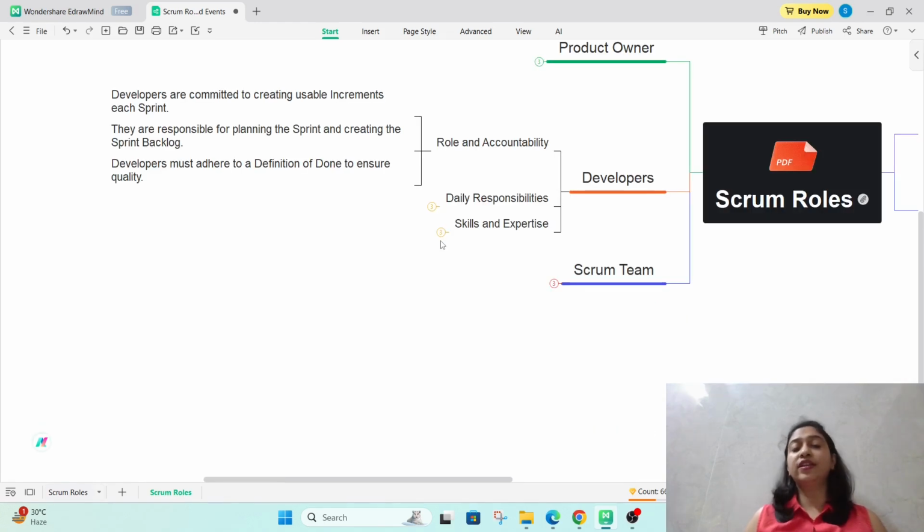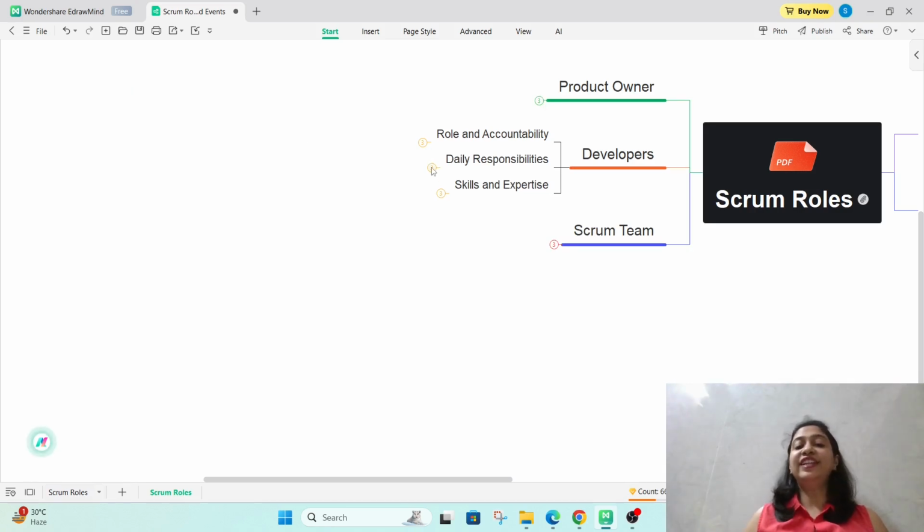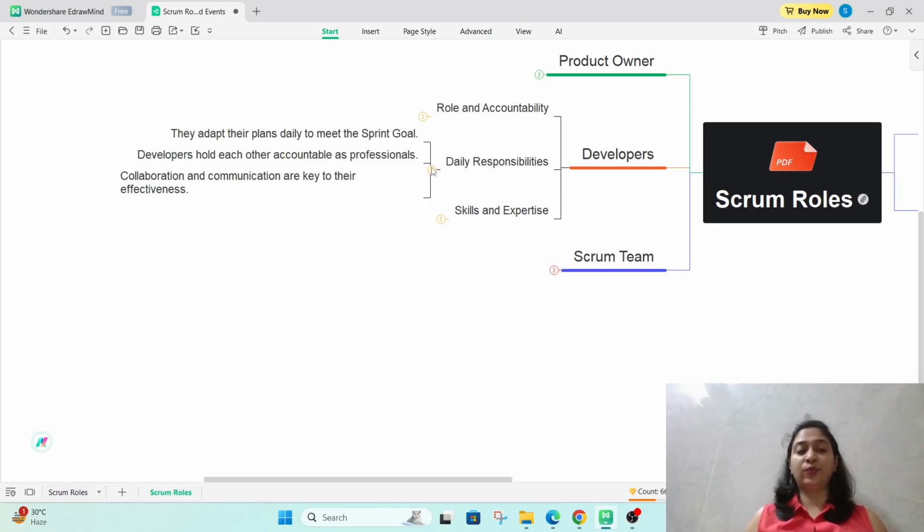Let's go ahead and see what will be the role and responsibilities of the developers. So, developers are committed to creating usable increments each sprint. They are responsible for planning the sprint and creating the sprint backlog. Developers must adhere to a definition of done to ensure the quality. Okay. So let's go ahead and see the daily responsibilities of the developer.